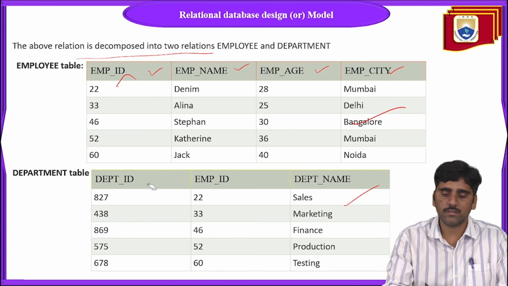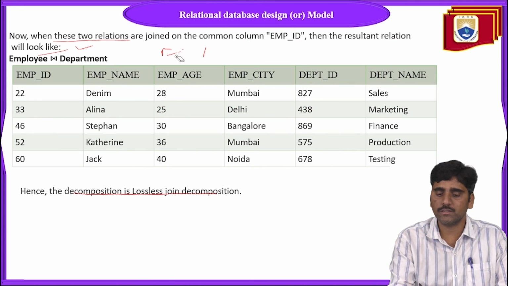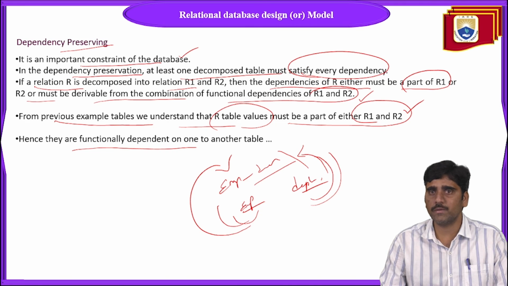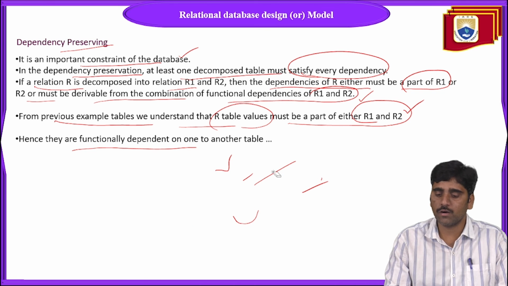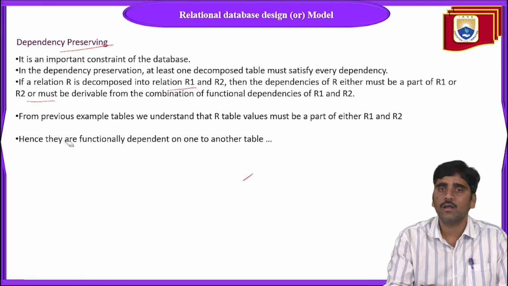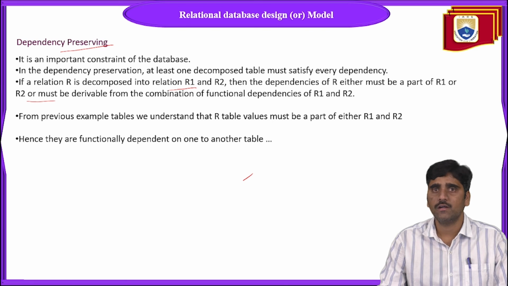And last, dependency preserving. Dependency preserving is nothing but what we already said: the values of R1 or R2 depend on R, so that any attribute depends on another table, and that is said to be dependency preserving. So this is about relational database design or model, different issues, objectives, uses and advantages, and decomposition techniques and types of decompositions. These are all we discussed in this session.